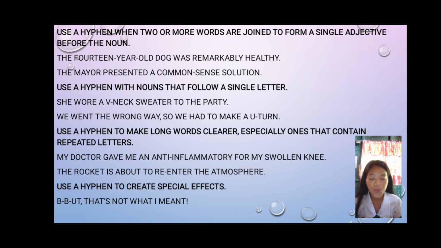Use a hyphen when two or more words are joined to form a single adjective before the noun. The 14-year-old dog was remarkably healthy. Use a hyphen with nouns that follow a single letter. We went the wrong way, so we had to make a U-turn. Use a hyphen to make long words clearer, especially ones that contain repeated letters. The rocket is about to re-enter the atmosphere. Use a hyphen to create special effects. "But that's not what I meant."